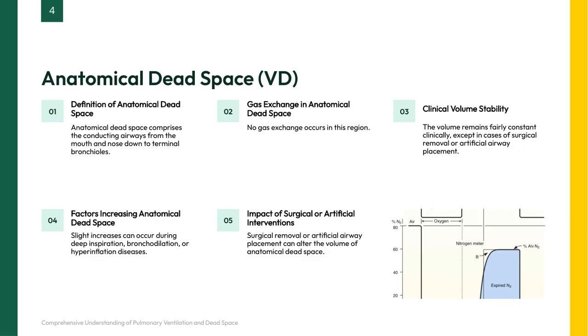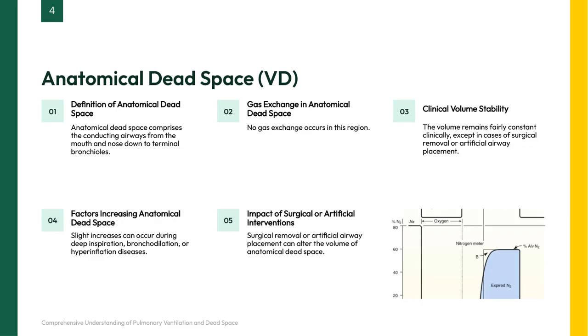Now, surgical removal of parts of the airway or the placement of artificial airways can change this volume. For example, if a segment of the airway is removed or bypassed, the anatomical dead space decreases. Conversely, placing an artificial airway, like a tracheostomy tube, can sometimes increase this space. There are also factors that can cause slight increases in dead space during normal breathing. Deep inspirations, bronchodilation, or certain hyperinflation diseases, such as COPD, can lead to marginal increases in the volume of anatomical dead space. However, in clinical practice, this volume remains fairly constant.